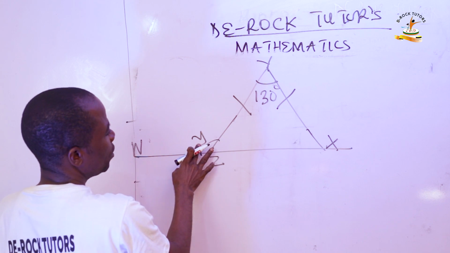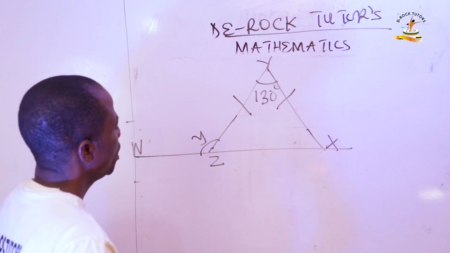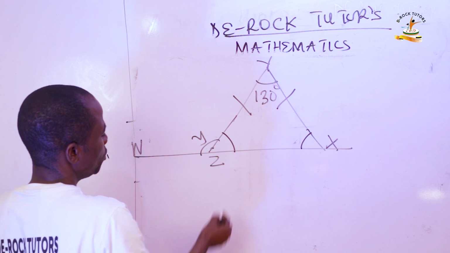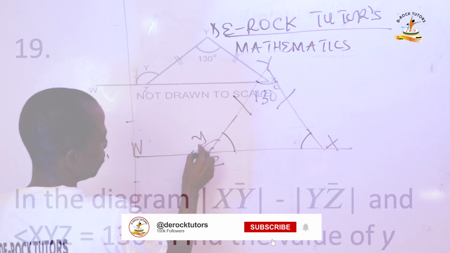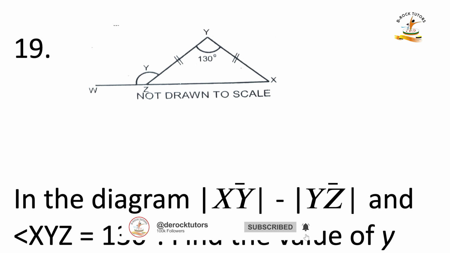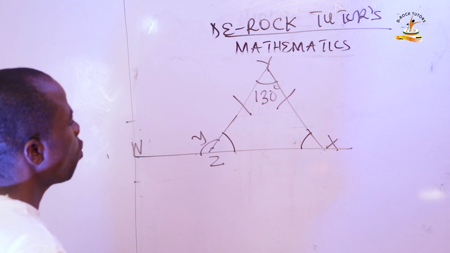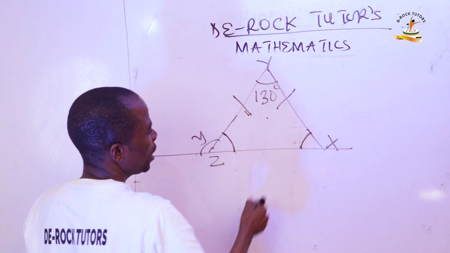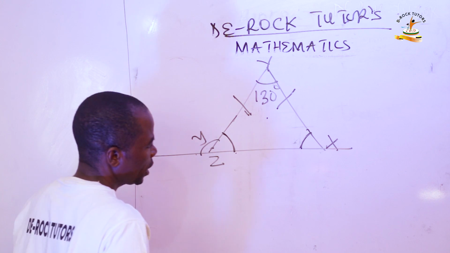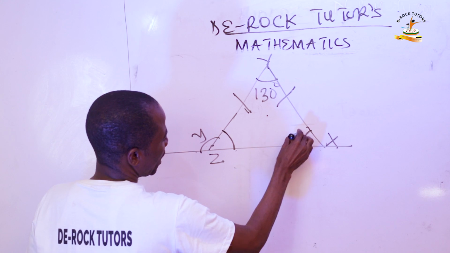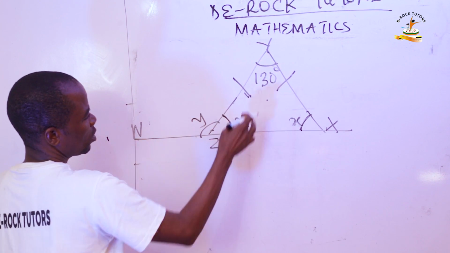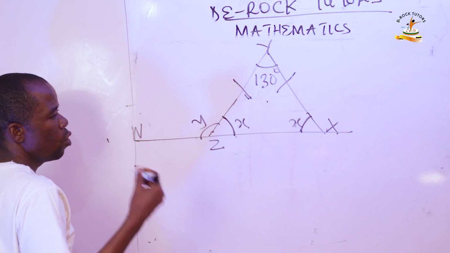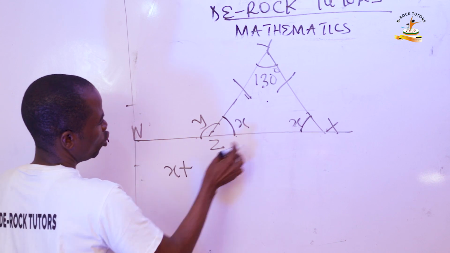Now, if you want to find the angle here, all we need to do is to find what this angle is and what this angle is. Because when we get this angle, we can subtract it from 180 degrees, which is angle on a straight line, to find the value of our angle Y. And since these sides are equal, we know these are the base angles of an isosceles triangle. So if you represent this by X, then this will also be X. And the sum of angles in a triangle will be equal to 180 degrees.